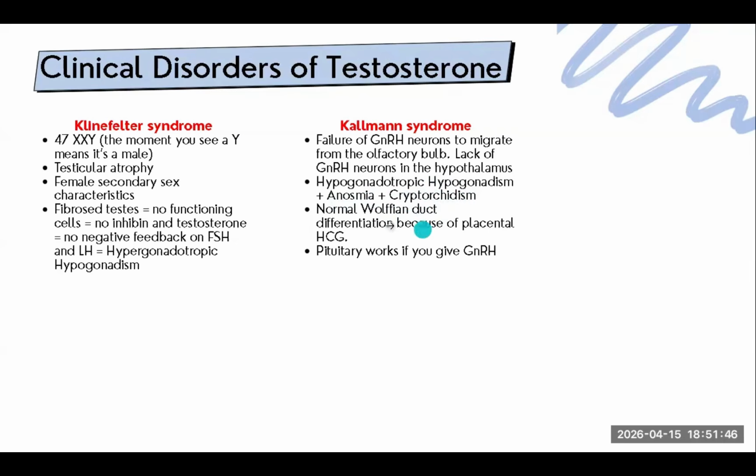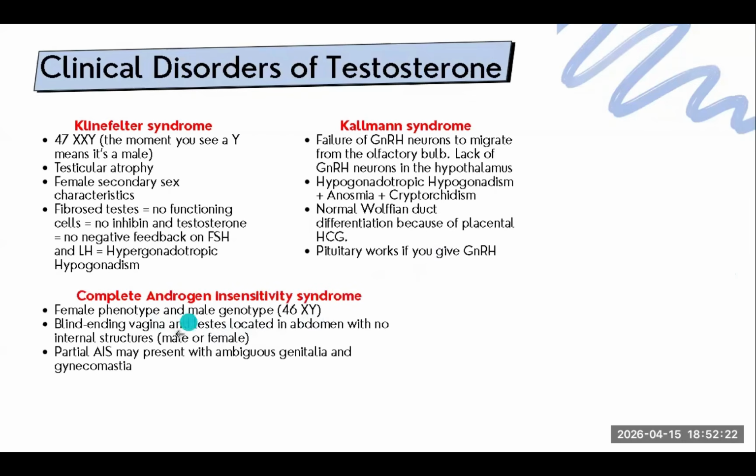There would be normal Wolffian duct differentiation because of placental HCG. Even though LH is not being produced, we have placental HCG in the beginning, and therefore there would be normal Wolffian duct differentiation, okay? And finally, if you give exogenous GnRH, the pituitary would respond and it would produce LH and FSH, okay? And this is how you diagnose, I think. I know for sure that this is how you would treat Kallmann syndrome patients.